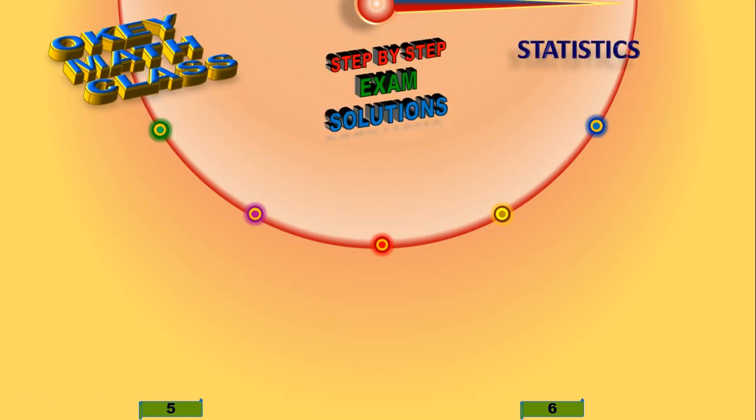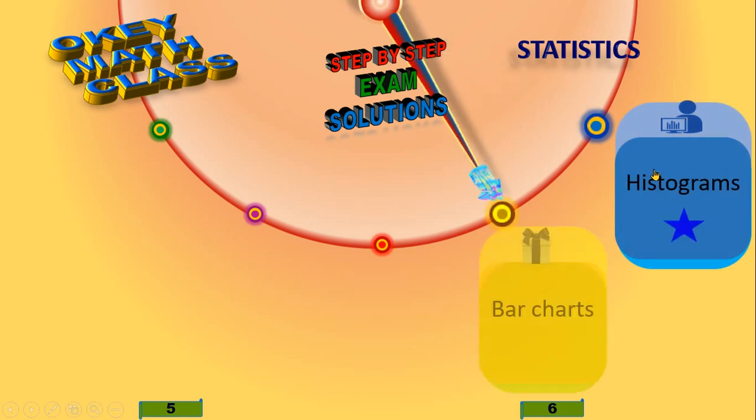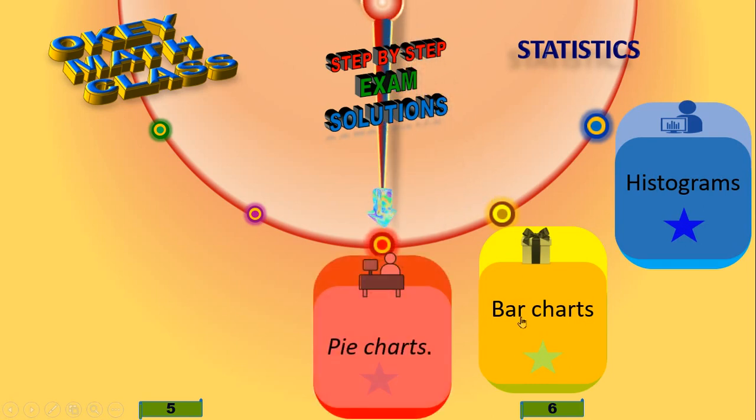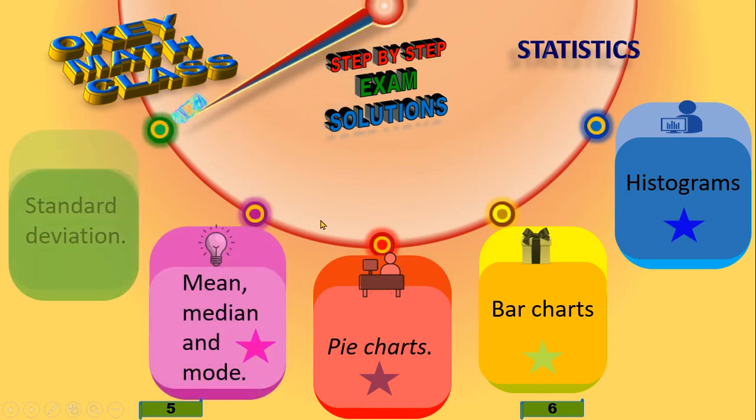Okay, math class, step-by-step exam solution to statistics. In this new series of videos, we'll be treating statistics. So far, we have gone through video 1, histogram, and video 2, histogram. In this presentation, we'll be looking at bar charts and pie charts. Then after that, we'll be looking at calculation of mean, median, and mode. Then calculation of standard deviation, mean deviation, etc.